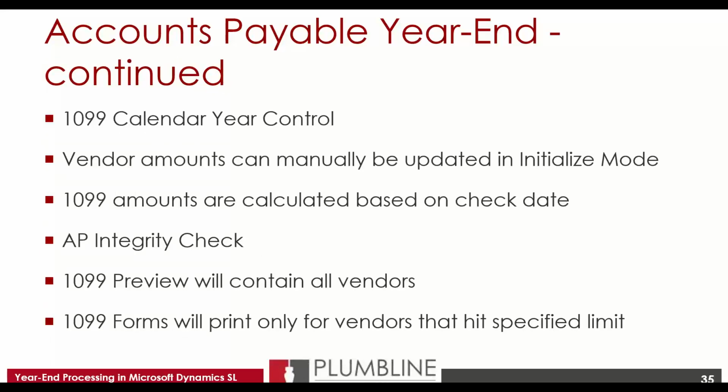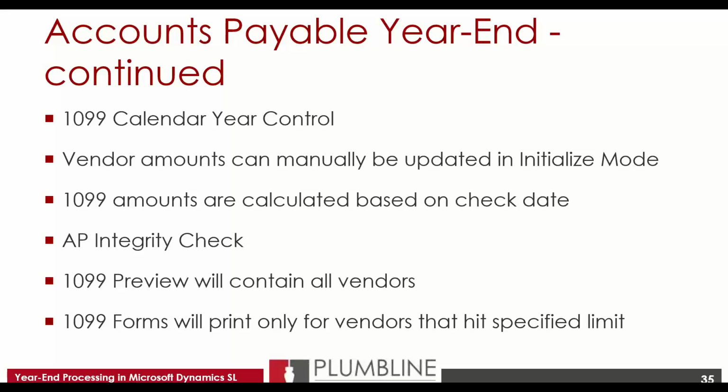For 1099 processing, there's the 1099 calendar year control screen. This is what's used to maintain the two open 1099 years that SL will allow you to have at any given time. Now your 1099 amounts can be manually updated using initialize mode. In your AP vendor maintenance screen, there's a 1099 info tab. And if you find any of those to be incorrect, you can go into initialize mode, go right into that screen and manually update those to be correct.